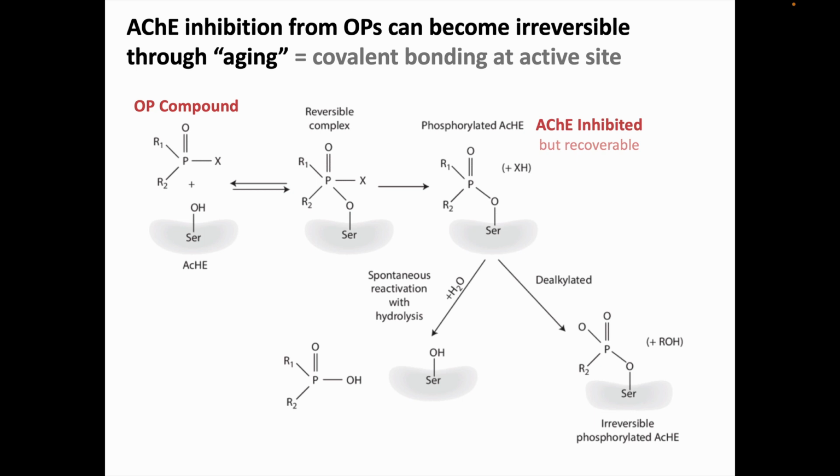The organophosphate could spontaneously dissociate by hydrolysis, reactivating the enzyme, but if you let it stick around long enough, the organophosphate enzyme complex can lose one of its other alkyl groups from the phosphorus, and now that particular enzyme molecule is permanently inhibited, since the organophosphate has become irreversibly covalently bound at the active site.